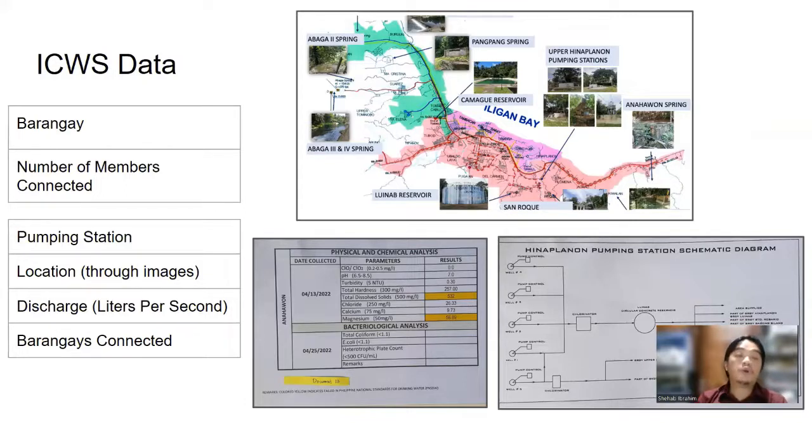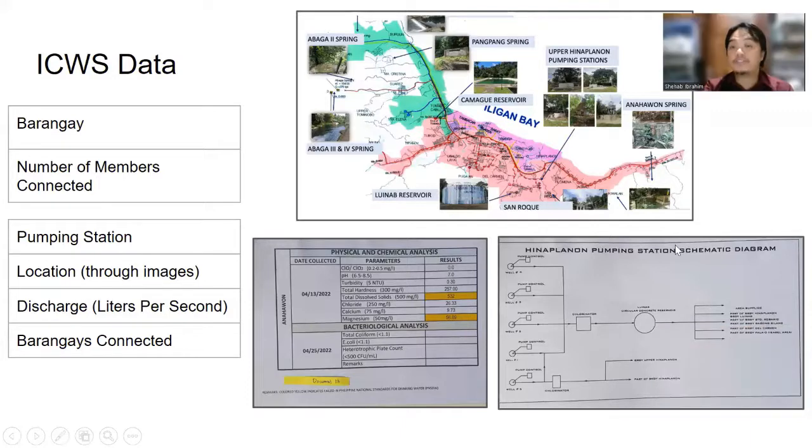We also got discharge in liters per second for every pumping station, and the barangays connected to every pumping station, such as this figure. This is the Hinaplanan pumping station, which shows the number of barangays supplied and the list of the barangays supplied by that pumping station.